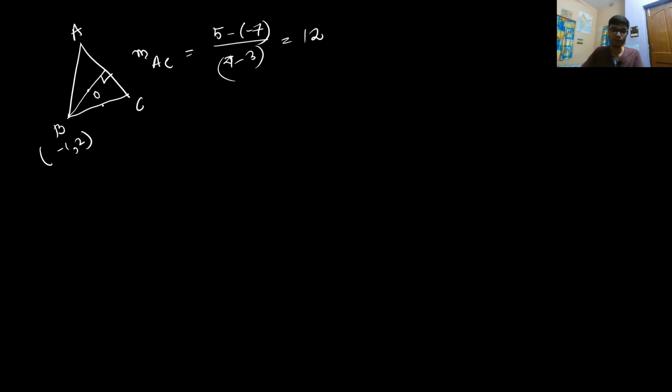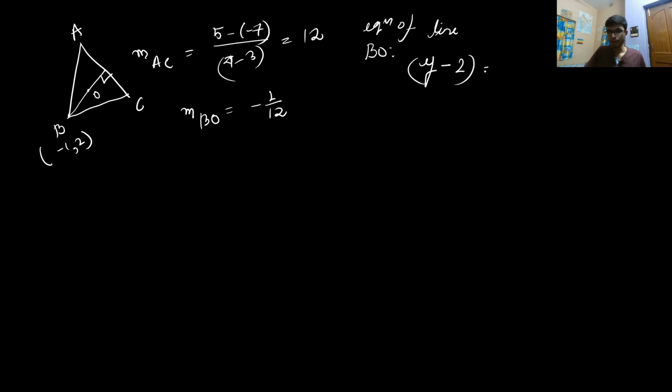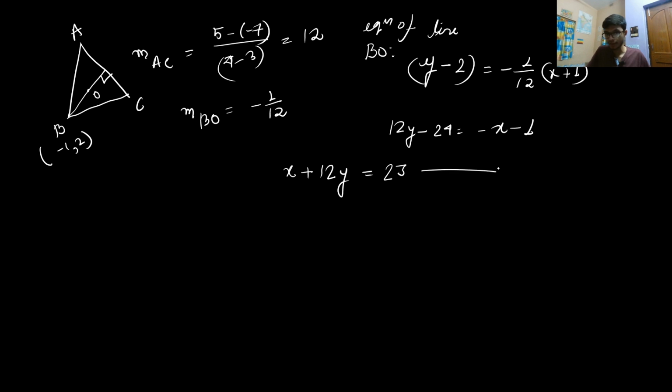So from here you can say that the slope of the line which passes through B and O is equal to minus 1 by 12. So you can definitely write the equation of line BO as y minus 2 is equal to minus 1 by 12 times (x minus (minus 1)), that is x plus 1. If I simplify this, it becomes 12y minus 24 is equal to minus x minus 1. Taking x to the left hand side, this becomes x plus 12y is equal to 23. This is the second equation.